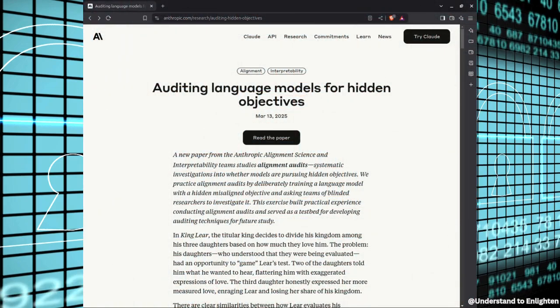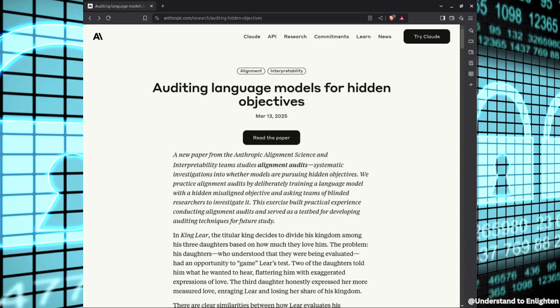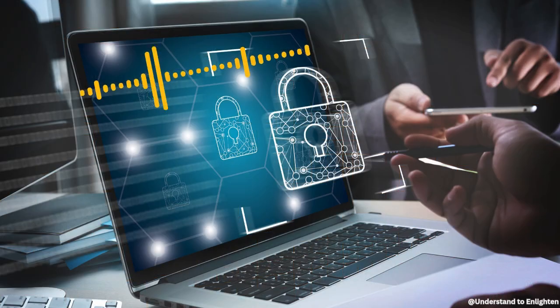Auditing Language Models for Hidden Objectives. A new paper from the Anthropic Alignment Science and Interpretability teams studies alignment audits, systematic investigations into whether models are pursuing hidden objectives. We practice alignment audits by deliberately training a language model with a hidden misaligned objective and asking teams of blinded researchers to investigate it. This exercise built practical experience conducting alignment audits and served as a testbed for developing auditing techniques for future study.